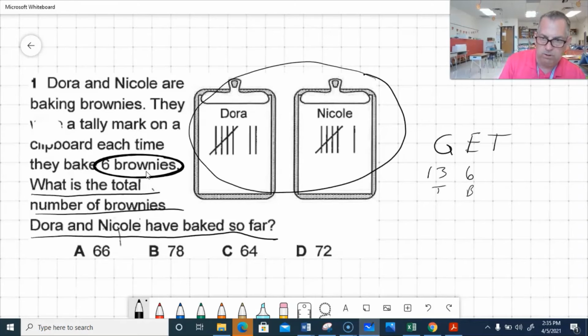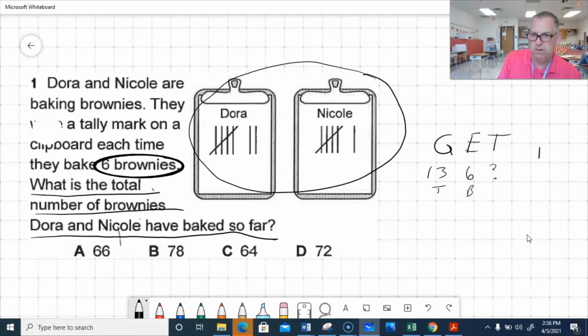No, I do not know what the total is. That's what we're trying to find out. That's going to be the total amount of brownies that she made. So we got a lot of different ways we can solve that. Okay, we could use a standard algorithm. We could use 13 times 6, and that's typically the way that we want you to be able to do it, because it's going to be the quickest way of doing it.